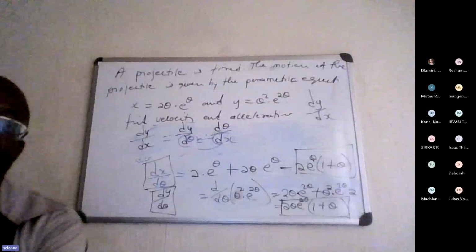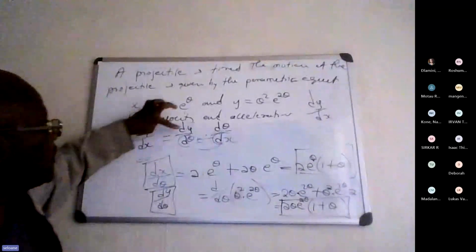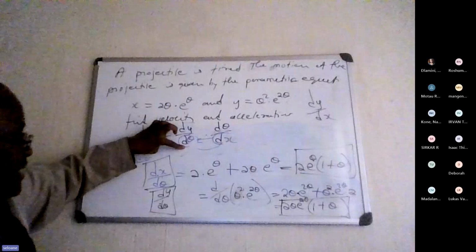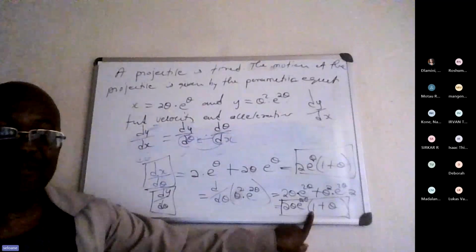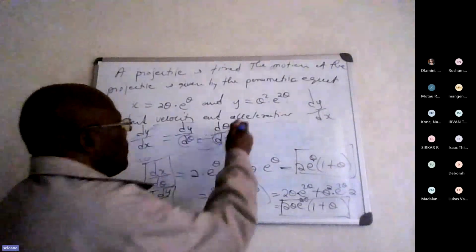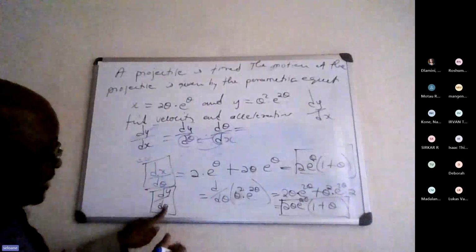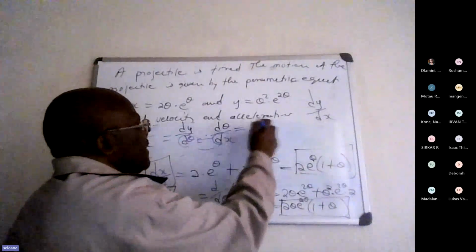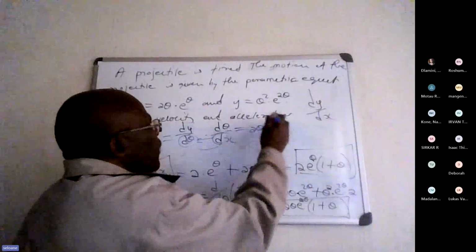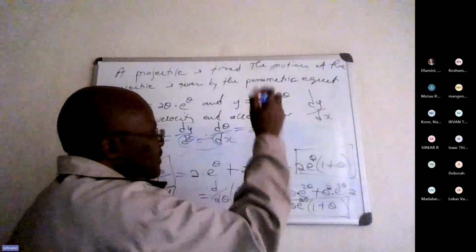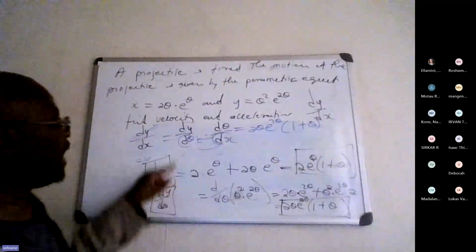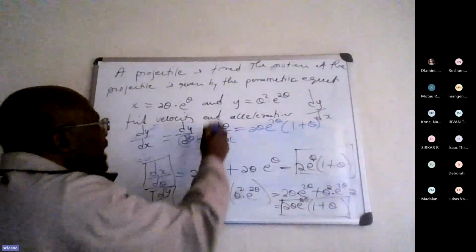Then from there, you substitute. Why? Because we've got a dy d theta. What is dy d theta? Dy d theta is this one. Then we replace dy d theta by this, which is 2 theta e exponent 2 theta in brackets 1 plus theta. And now this is multiplied by this one.